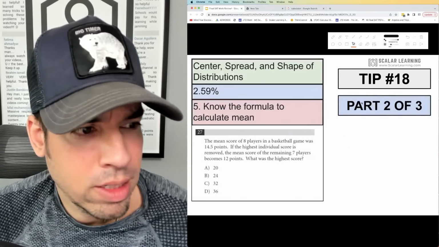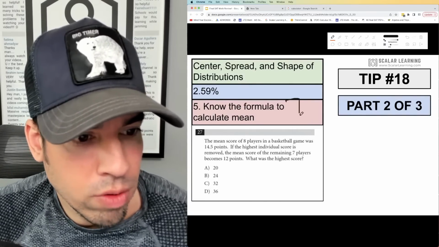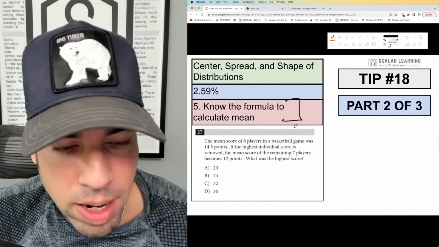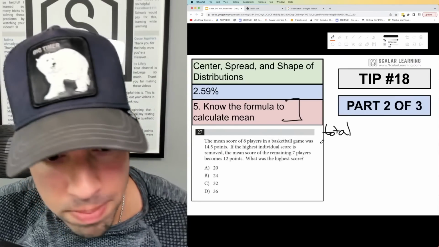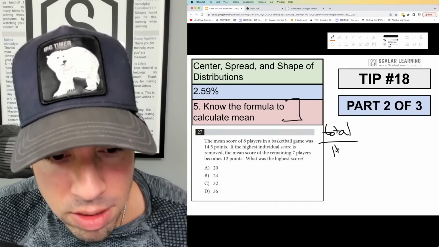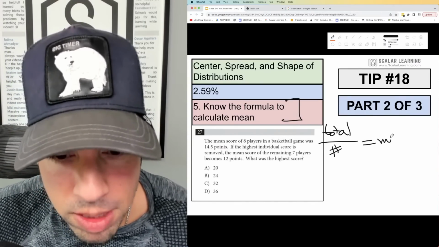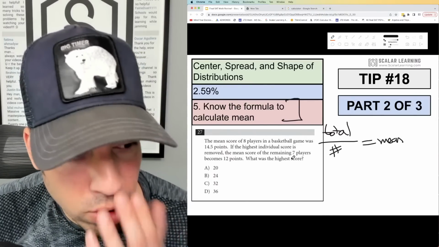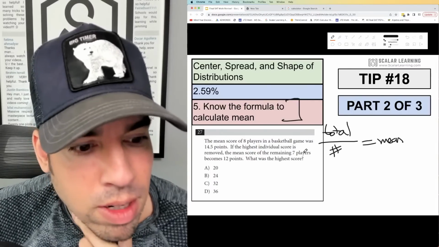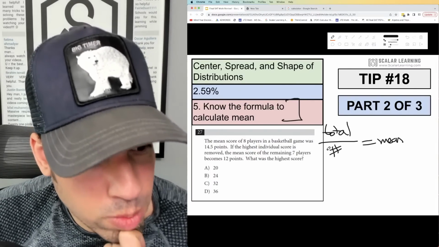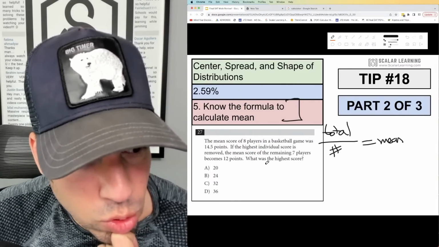All right, tip number 18: know the formula to calculate mean. So what is the formula? The total, or sum of everything, divided by the number of things there are equals the mean. Why is this so important? Check it out. The mean of 8 players in a basketball game was 14.5. If the highest score is removed, the mean of the remaining 7 players becomes 12.